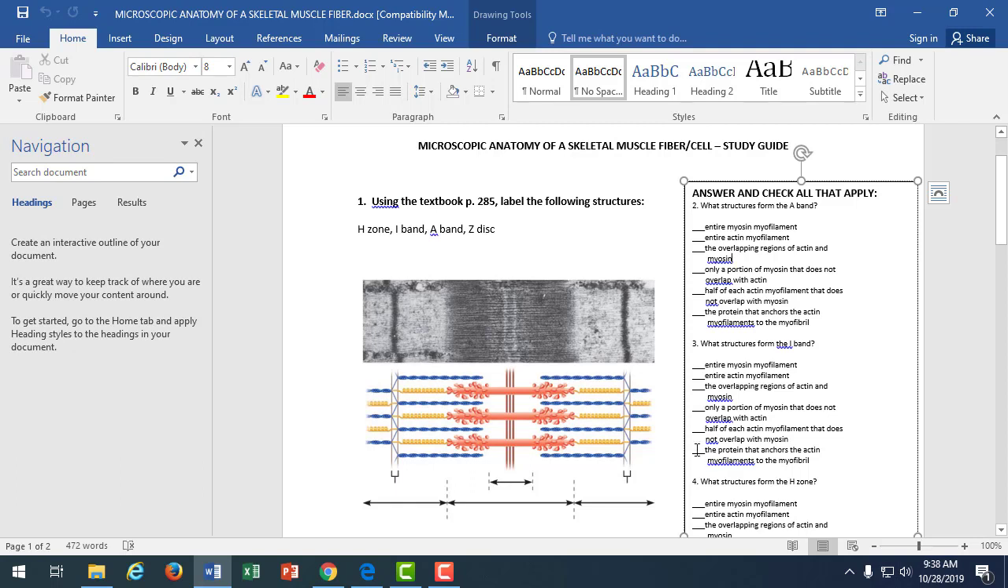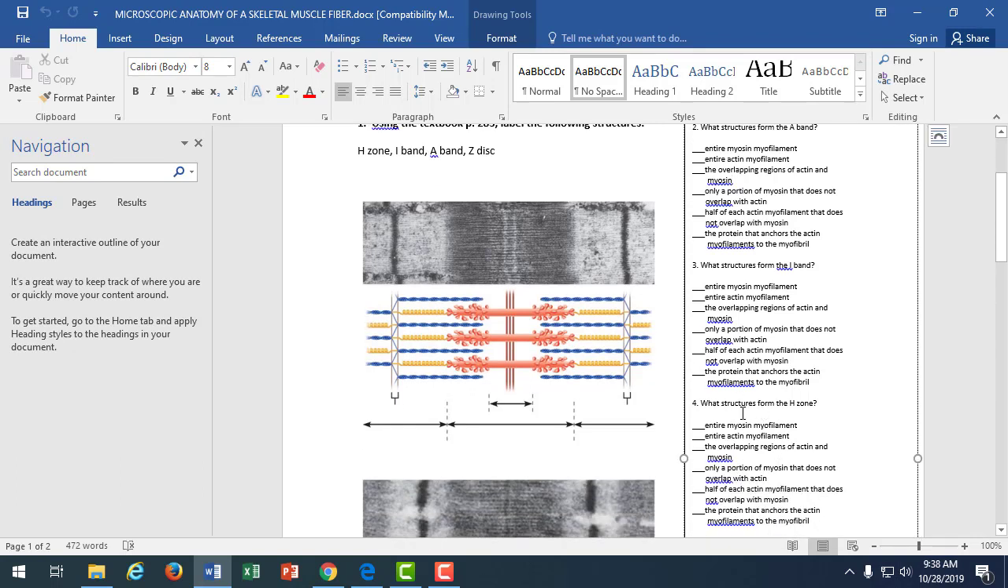The last 2? Okay. So what structures form the H zone? Remember, the H zone is this region right here. What do we see? The entire myosin myofilament, is the entire thing in the H zone? No. The entire actin? Definitely not. The overlapping regions of actin and myosin? No. A portion of myosin that does not overlap with actin? Yes. Half of each actin myofilament? No, there's no actin in the H zone.